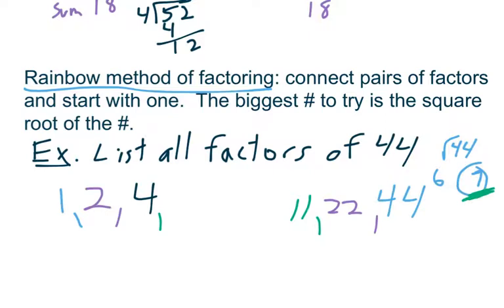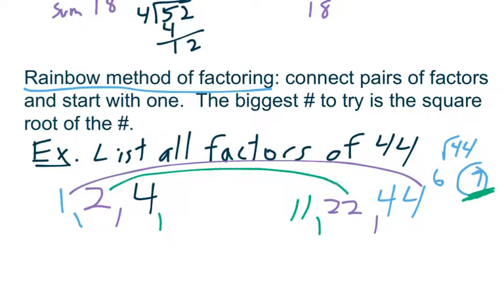And you can connect them with your lovely rainbows if you would like. So 1 to 44. Obviously this part is not necessary, but you can just see that they are connected. This is why it's called the rainbow method. It makes a rainbow. And that helps you to not forget the pair that goes with it too.